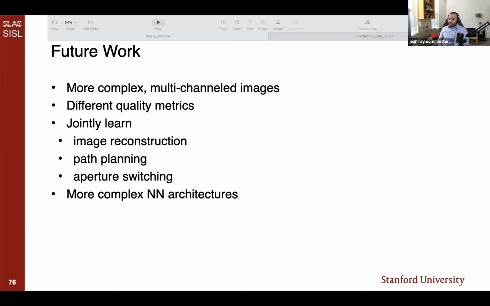Further, we could try to jointly learn a sampling method with a reconstruction method, in addition to more interesting path planning and more creative aperture switching, because in this work, we were very conservative on both of those fronts. And then lastly, you can always have a more complicated neural net architecture or a more clever one. That's always an area that you can seek to improve in.